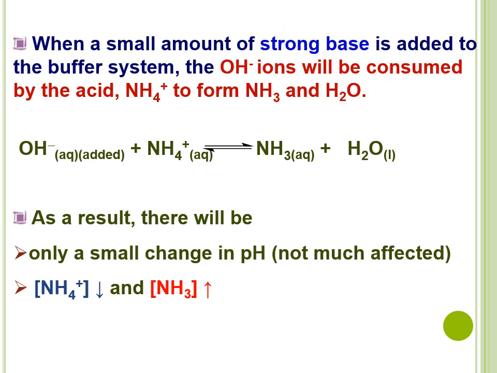But when strong base is added to the buffer system, the hydroxide ions will be consumed by the acid NH4+ to form the base NH3 and water, as shown in the equation. As a result, there will be only a small change in pH, and the concentration of ammonium ion will decrease with the concentration of ammonia increasing.